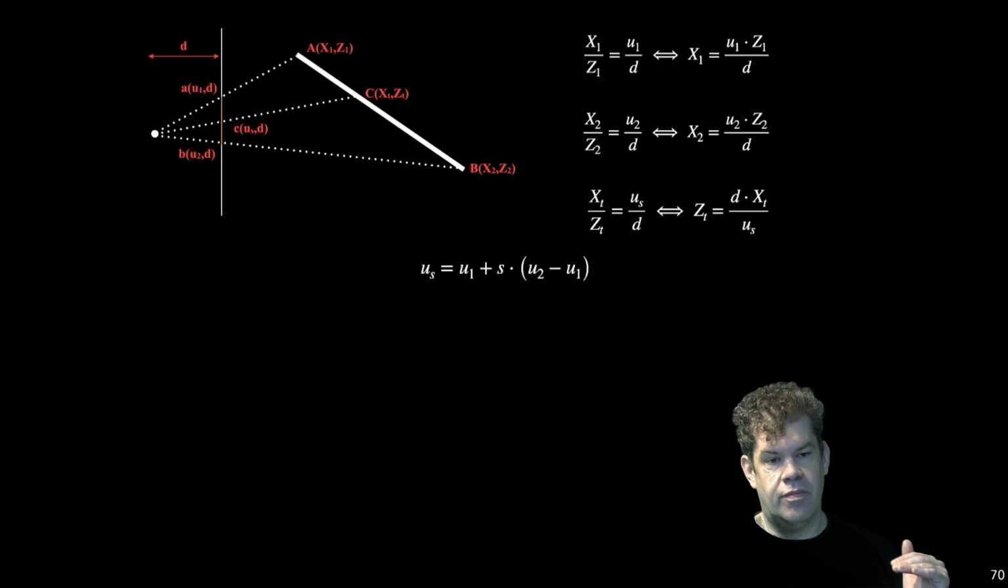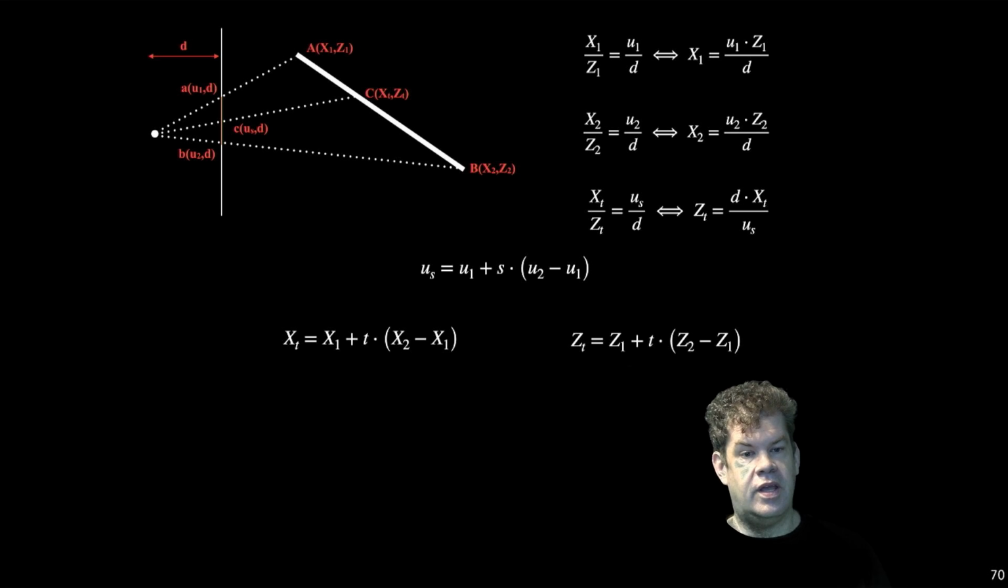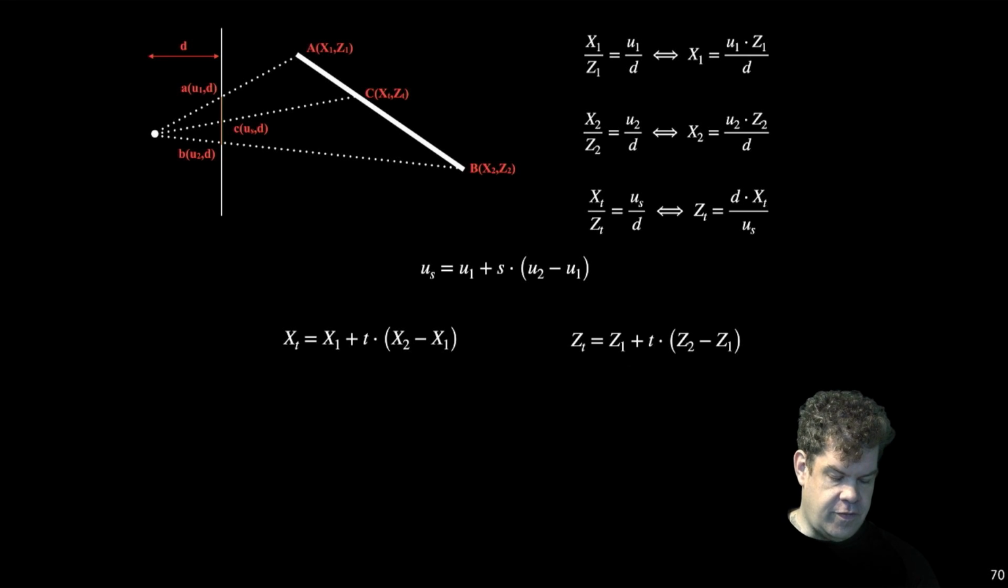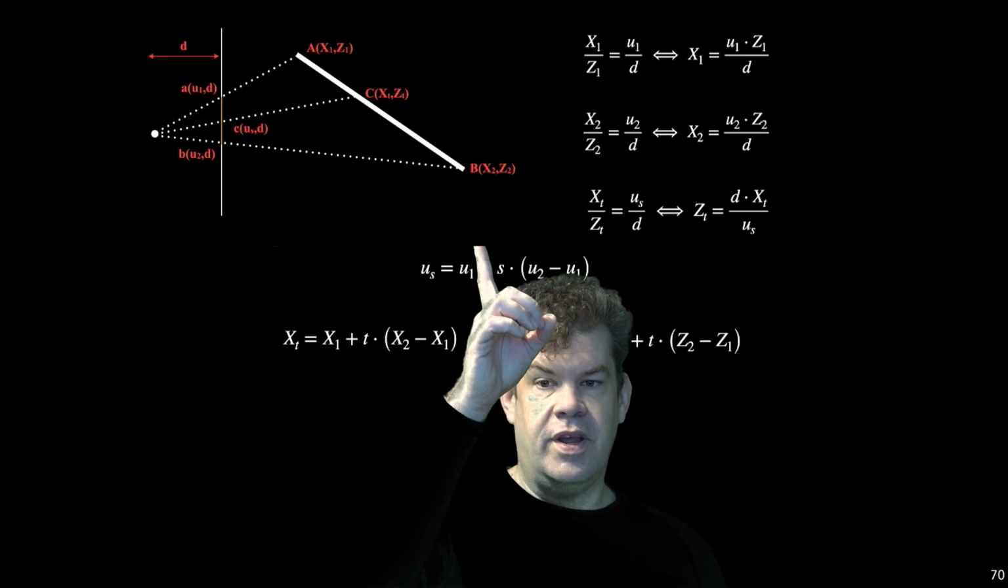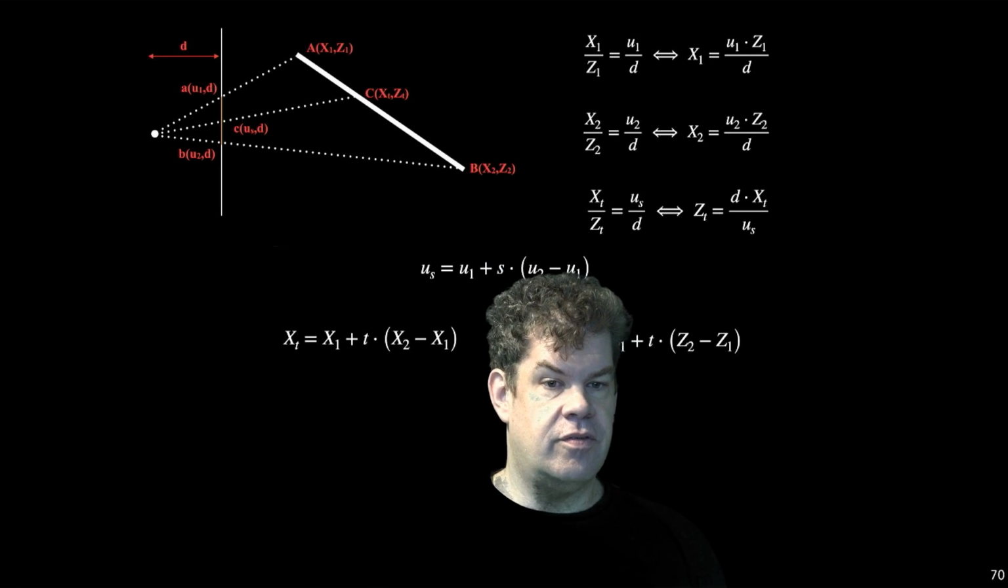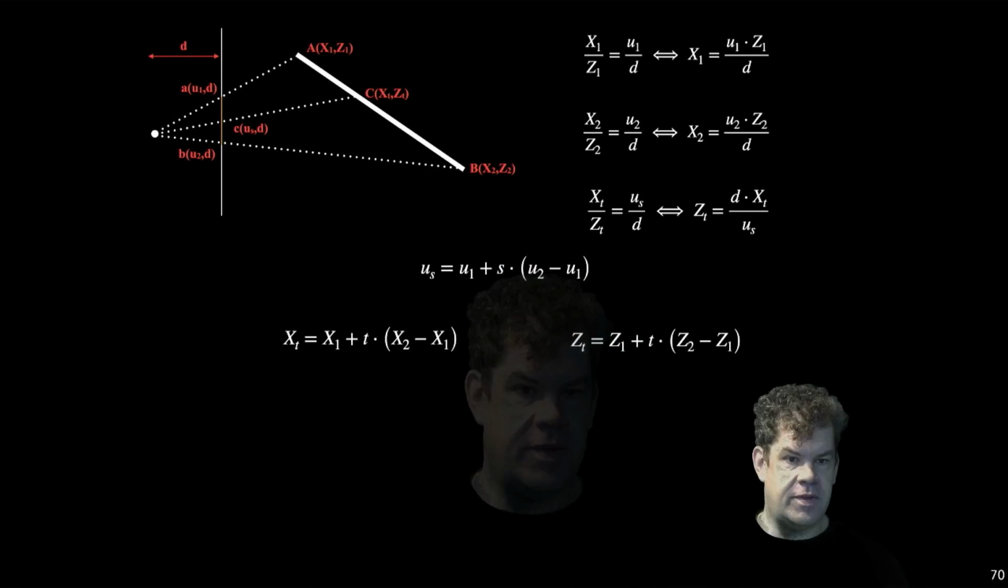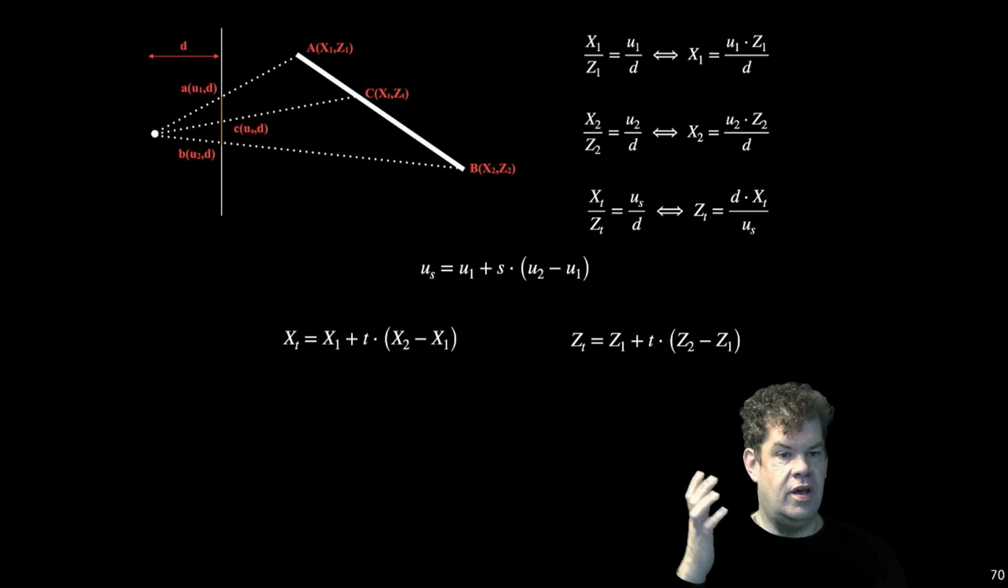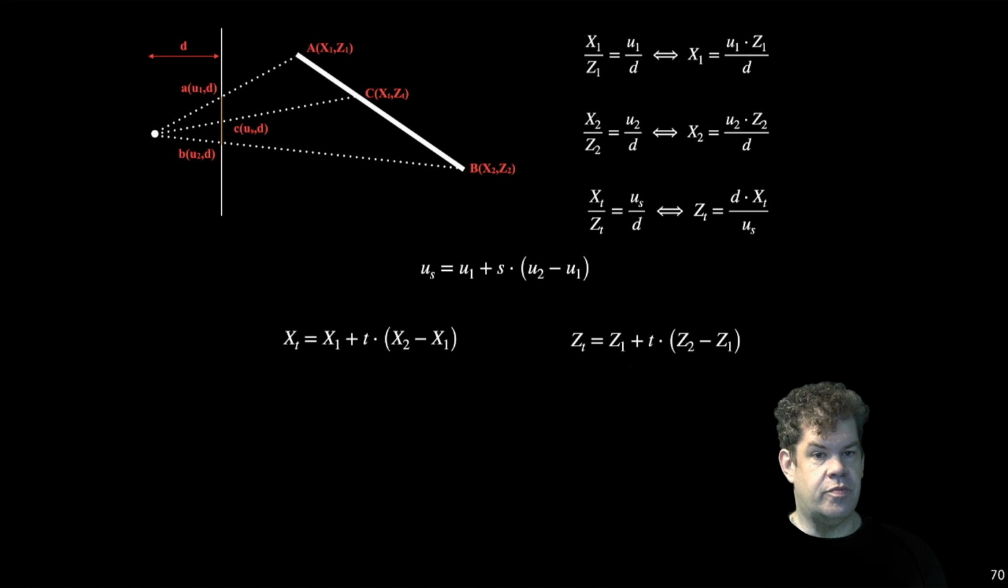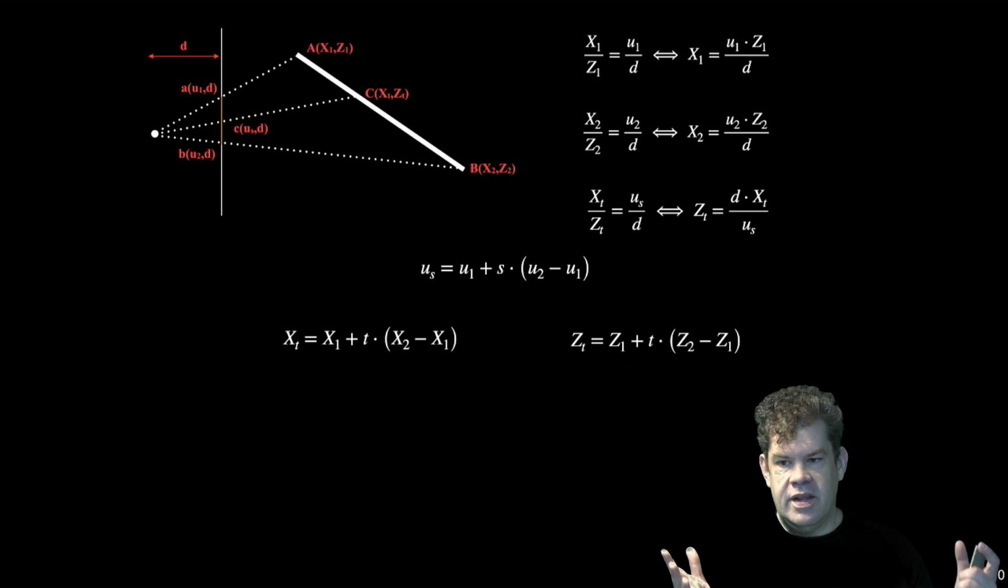Good. Now, what else can we do? We can do the same thing again for the x and the z coordinate. We can also follow that diagonal ray, and we get a similar thing, except that now t is our interpolation parameter along that one. And I can give this any name that I want.